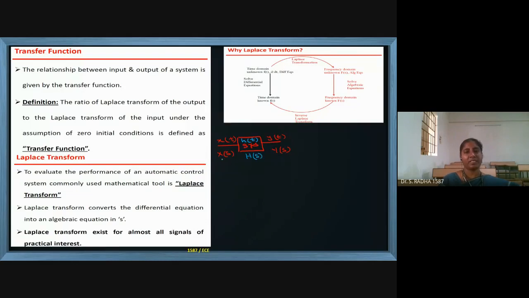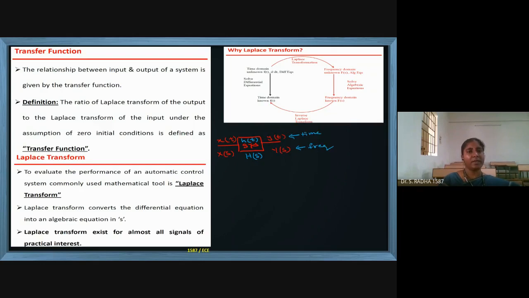It is a capital letter. After applying Laplace transform, it should be a capital letter representation. X is a capital letter, Y is a capital letter, H is a capital letter. In the time domain, we have to use small letter x, small letter y, small letter h. Okay, all these things in time domain and frequency domain. This is frequency domain and this is time domain.